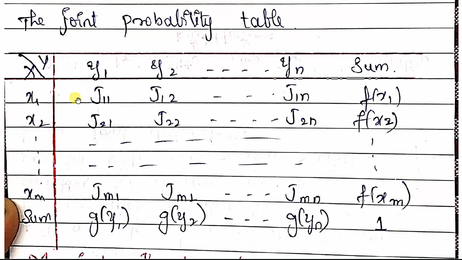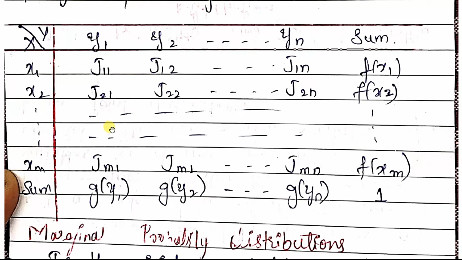Similarly, here x2 y1 is J21, x2 y2 is J22, x2 y3 is J23. Similarly, x2 yn is J2n. Okay. Now coming to the further terms, then it is xm y1 is Jm1, xm y2 is Jm2. Similarly, xm yn is Jmn.